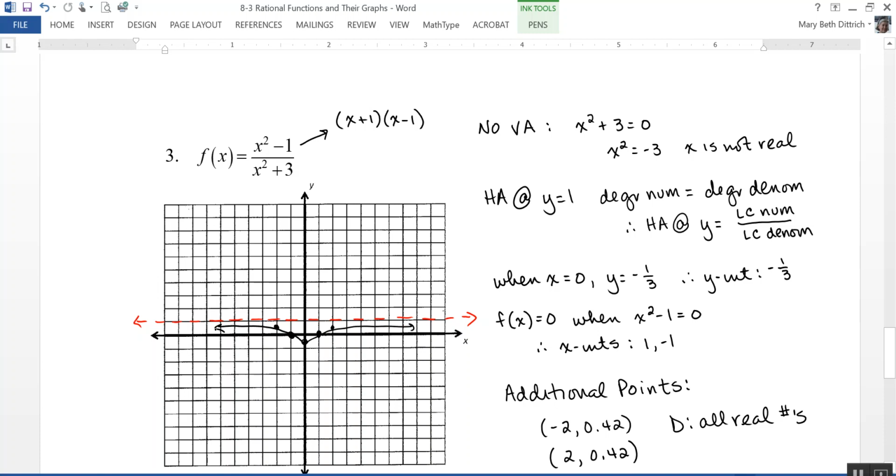And in this case, looking at the graph, basically because there's no vertical asymptotes or holes in the graph, my domain can be all real numbers. I have no restriction on my values of x's.